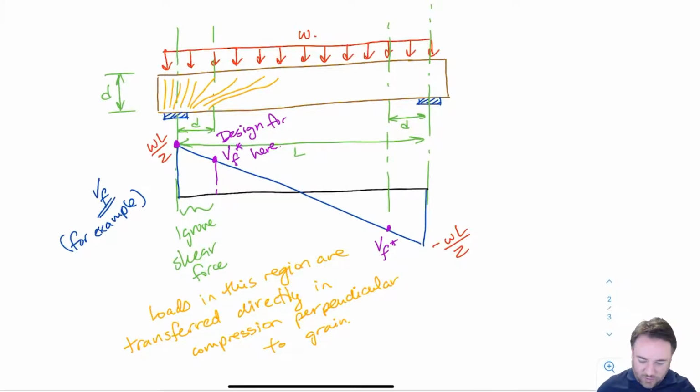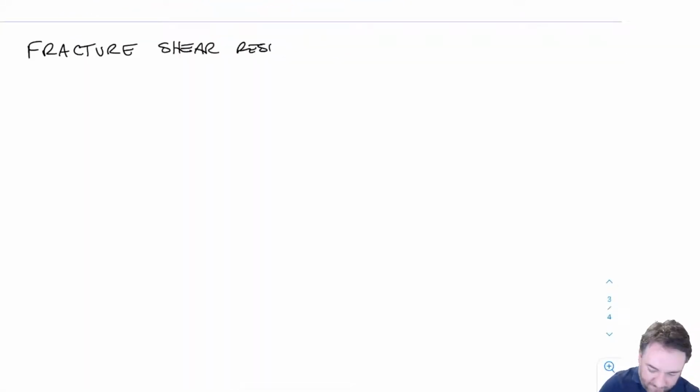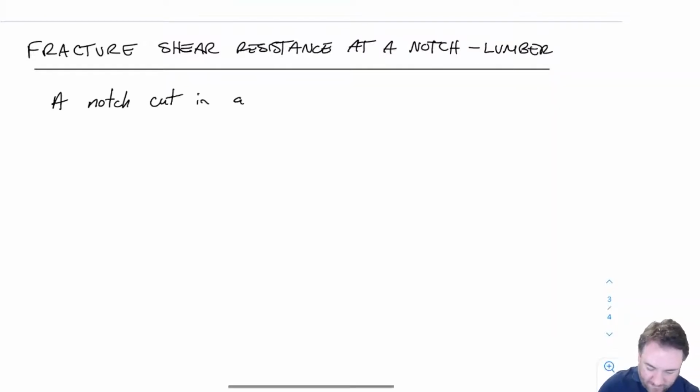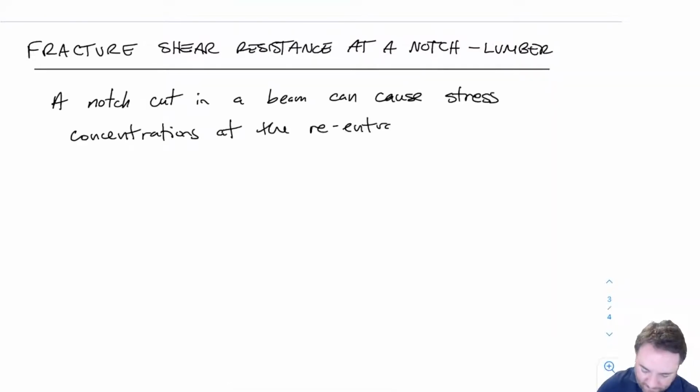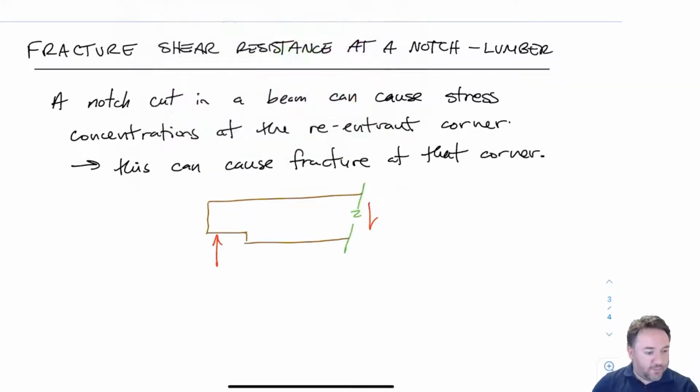Okay, so that's not the only type of shear force in timber that we need to worry about. We also need to worry about something called the fracture shear resistance. Okay, so this is what notch shear resistance is all about. So we call it notch shear or fracture shear resistance at a notch. And I'm going to use my straws again to kind of show what I'm talking about in terms of notch shear resistance. I'm going to go to close up for this.